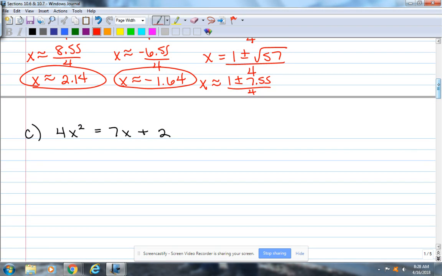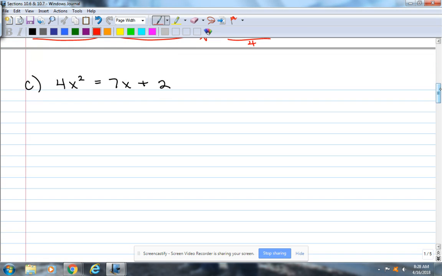Look at C. After this one, you're going to do it. You try, and then we'll be finished with quadratic formula.